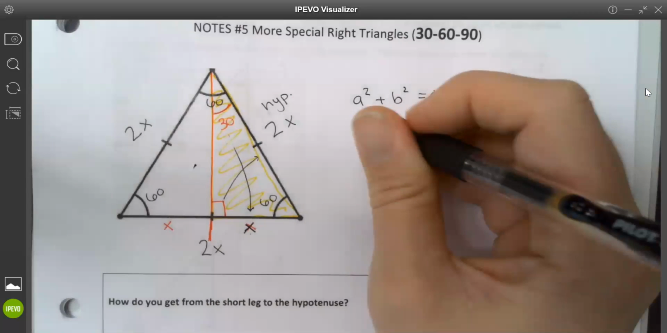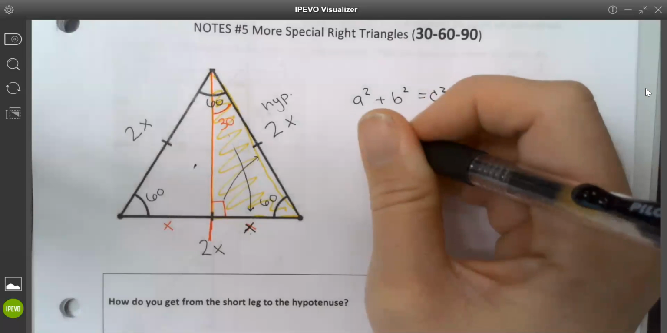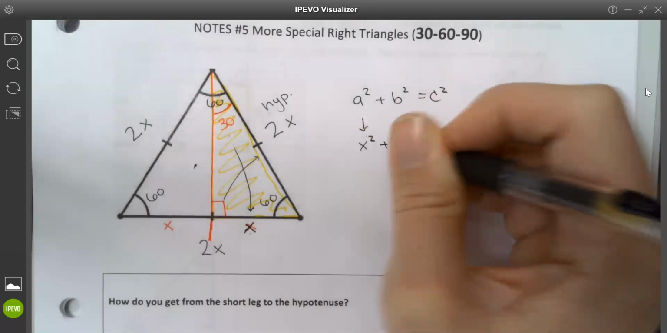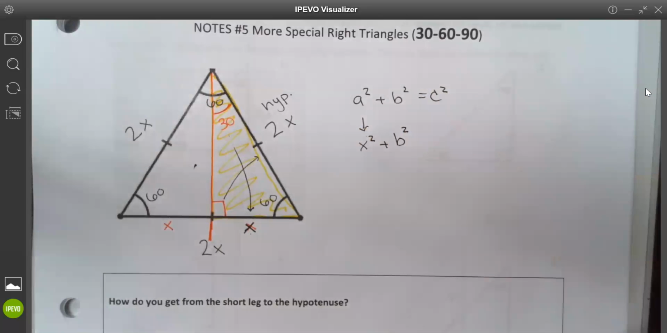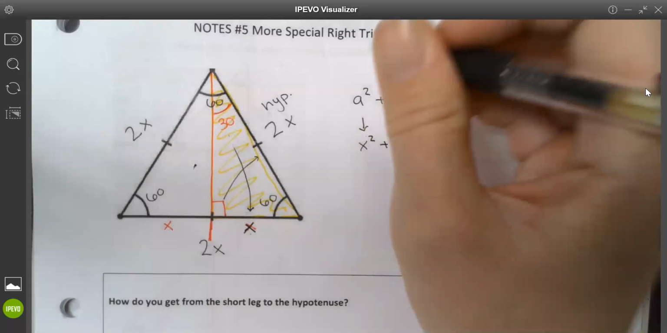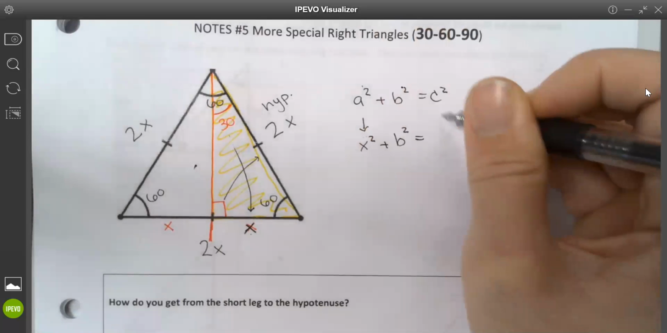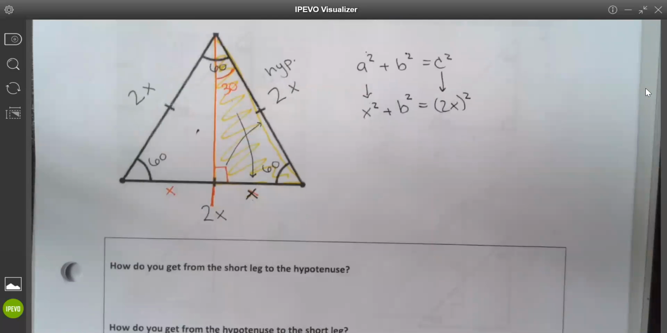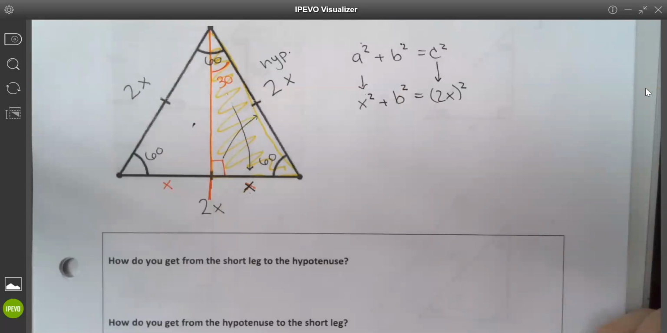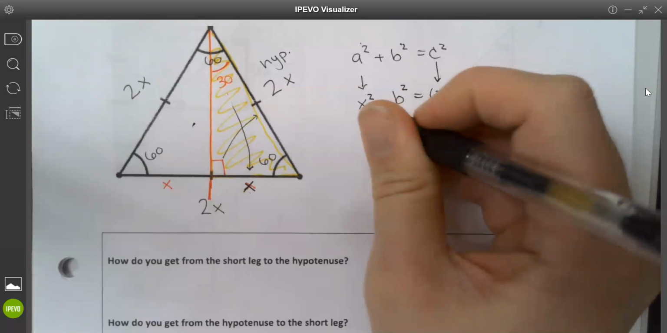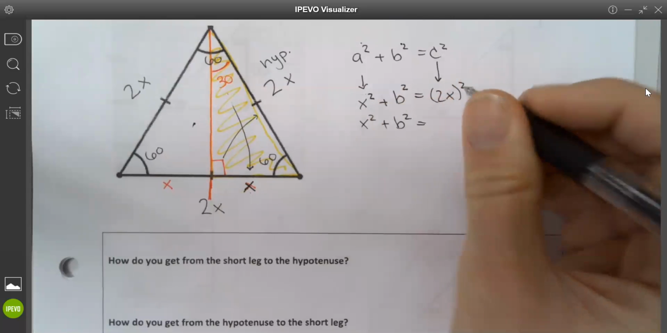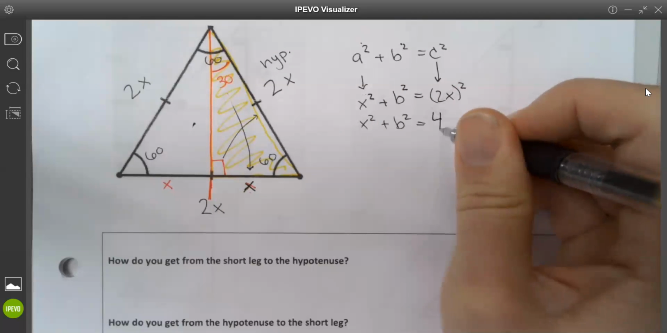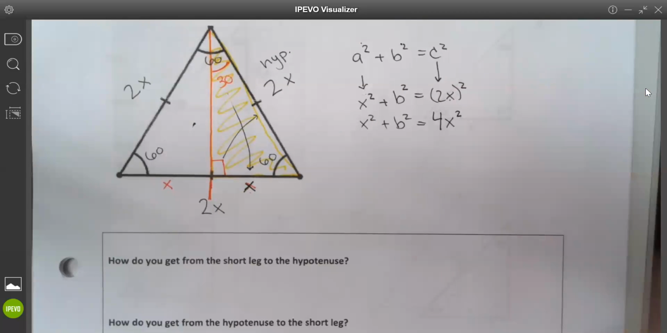So I know that one leg is x, so I have x squared. My other leg I don't know, I'm going to leave it as b. This is across from 60, don't know. My hypotenuse is 2x. So then I have x squared plus b squared equals 2x squared. Squaring 2 gives me 4. Squaring x gives me x squared. So 2x squared, I have to square both the number and the variable there.